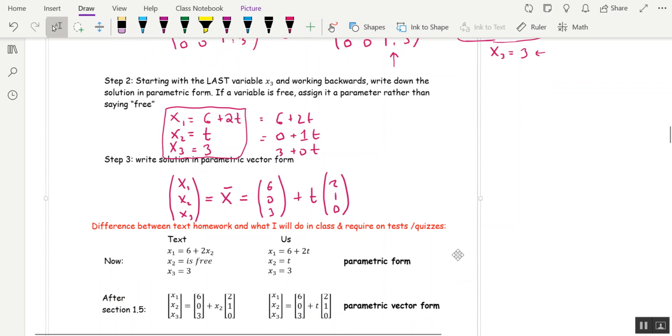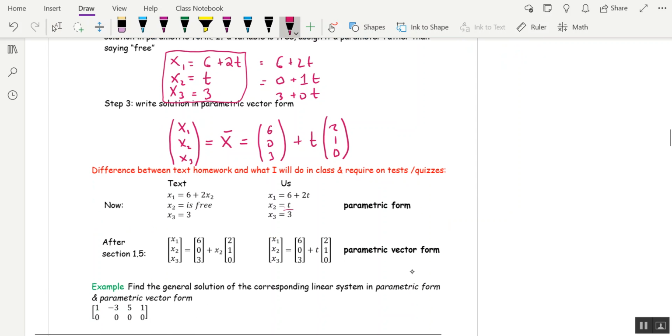Okay, now what's your textbook going to do? Right now, they're going to say x2 is free, where we're going to write x2 is t. And then they're going to write x1 in terms of x2. So are we, but we named x2 t. So that's the difference right now. And then after section 1.5, your textbook is going to start introducing the vector form. So right now, they're not introducing parametric vector form.